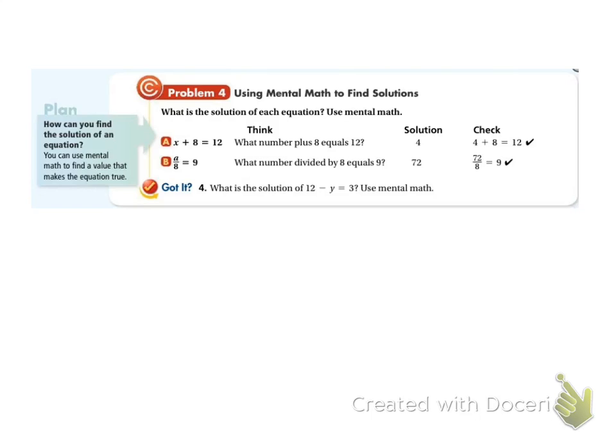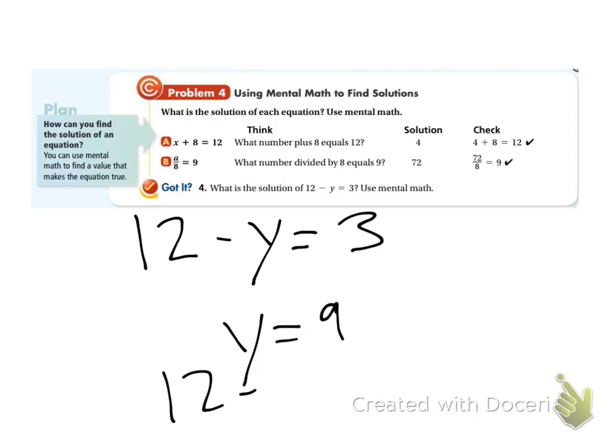And then they give another example, a divided by 8 equals 9. So what number, when I divide it by 8, equals 9? Well, 8 times 9 is 72, so it must be 72. So what is the solution of 12 minus y equals 3? Well, if y is 9, 12 minus 9 equals 3.